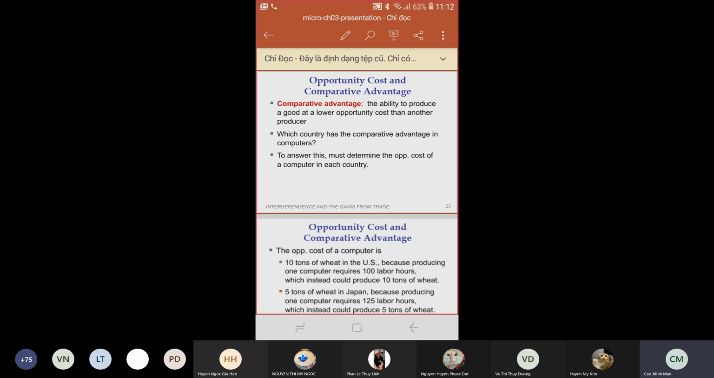I just remind you, I think you still remember the definition of competitive advantage. If a country has a competitive advantage in producing something, it means that country has a lower opportunity cost in producing that product in comparison with another country. Now, in order to identify which country has a competitive advantage in our sample, the US and Japan, do you remember that? First, we have to identify the opportunity cost in producing a ton of wheat and a computer. Do you agree with me?